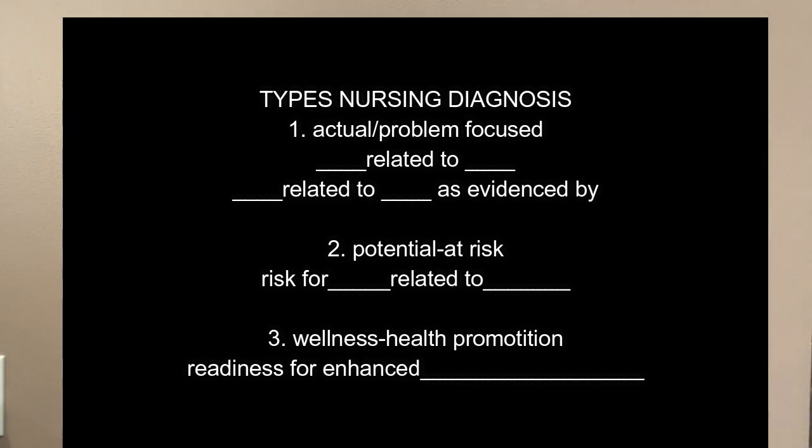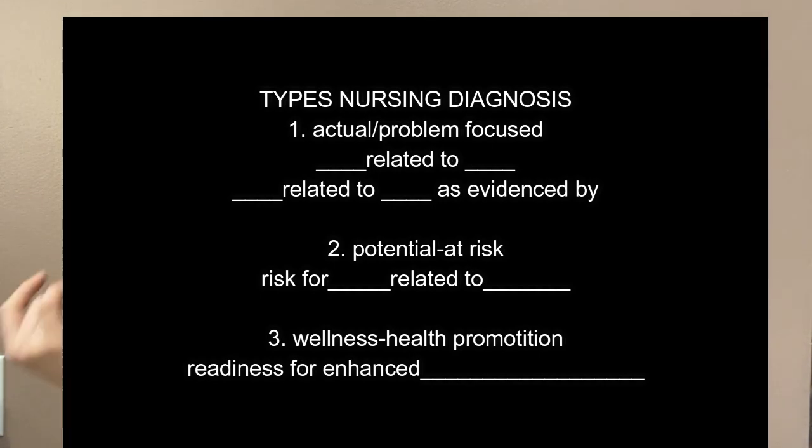And the blanks you're going to fill in are the nursing diagnosis related to sign and symptom. So for your nursing diagnosis, let's just say anxiety related to increased heart rate. That would be your nursing diagnosis related to the sign and symptoms, increased heart rate. The 3 part is the same thing, you just add 'as evidenced by'.